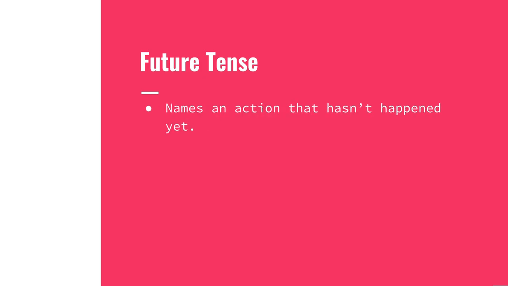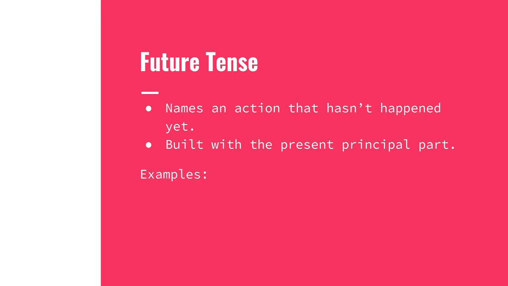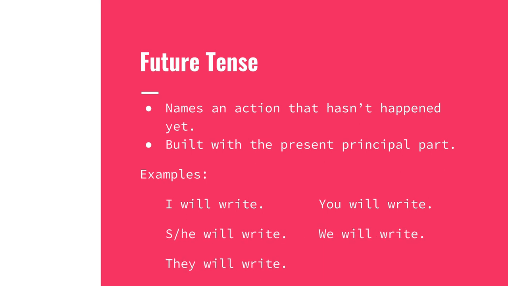And future tense, as might be expected, names an action that has not happened yet. And it's built, actually, with the present principal part. I will write, you will write, she will or he will write, we will write, and they will write. Now, we know from our last lesson that when we add a helping verb to a main verb, it typically turns into a present or past participle in terms of a verb part. This is not the case with future tense. It's still considered the present principal part because the main verb is not ending with ing. So I will write, it's still just the present principal part. You're just adding in the helping verb will to create the future tense.